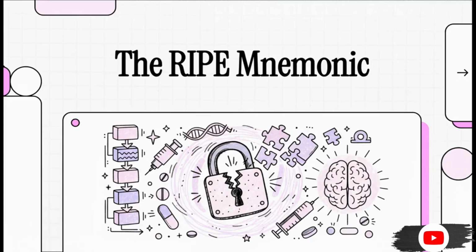Okay, if you've ever tried to memorize the side effects for the main anti-tuberculosis drugs, you know it can feel just impossible. We're talking about four key medications that are absolutely crucial in fighting TB. But what if I told you there's a super simple trick to remember them all? Well, today we are unlocking the R.I.P mnemonic.